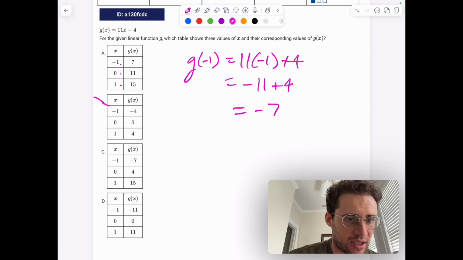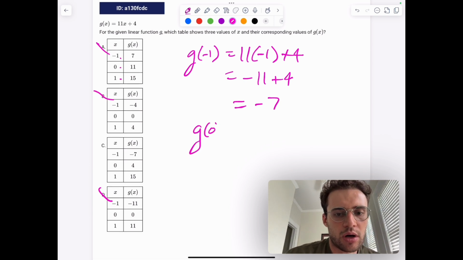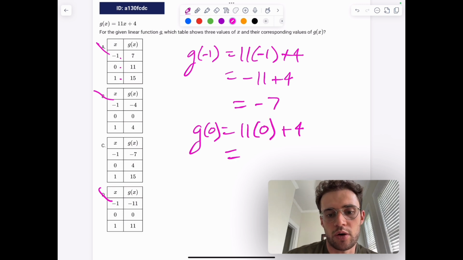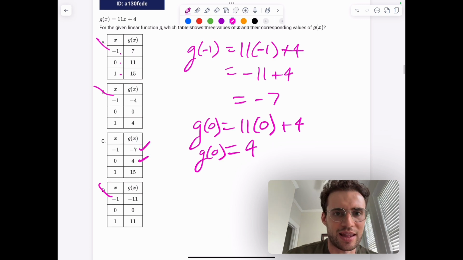The only one that has negative 7 is C. So we already know it's going to be C. But just to check it, if we did g of 0, that would be 11 times 0 plus 4, which is just 0 plus 4. g of 0 should be 4. That checks out here as well. And it's the only one that actually works for.